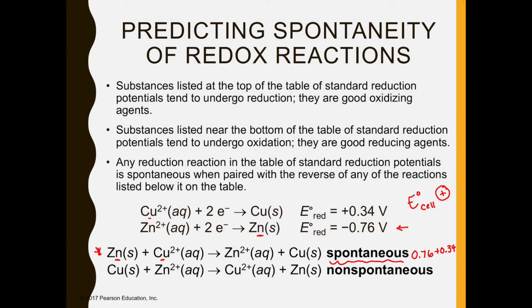which tells us that it is spontaneous. But if instead we had zinc written as it is, zinc 2 plus, right, so that's negative 0.76, and then our copper reaction has now been flipped. So that would be plus a negative 0.34. That will give us a negative value, which tells us that is non-spontaneous. Okay, so if this was confusing about the top and the bottom, you can always look at it mathematically. And if E naught of the cell comes out positive, it's spontaneous. And if it comes out negative, then it's not spontaneous.